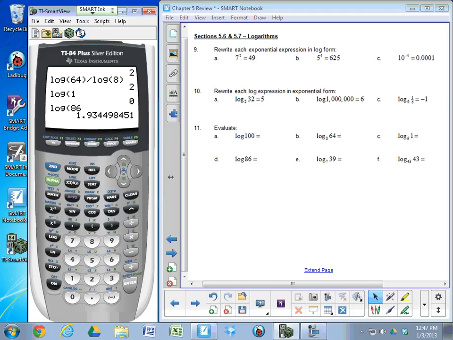Next, we have the log of 39 base 7. And you can see that my worksheets are a bit dated because many of the numbers that I chose were based on former Steelers. And this is the log of Willie Parker divided by the log of Ben Roethlisberger. And you get 1.883.